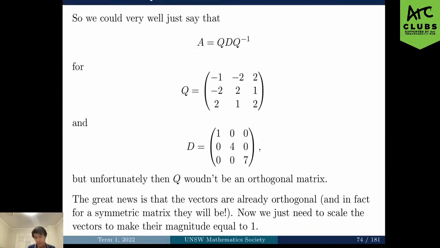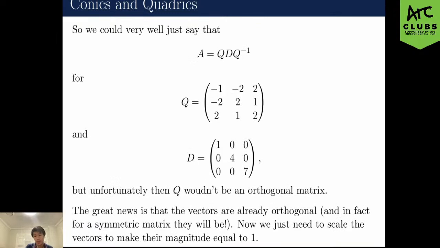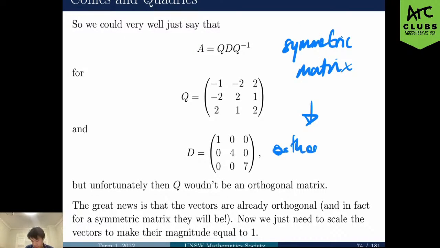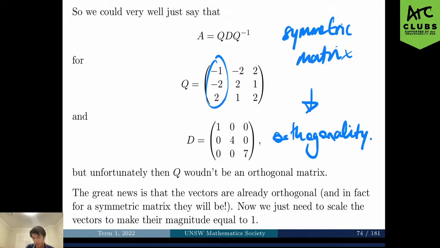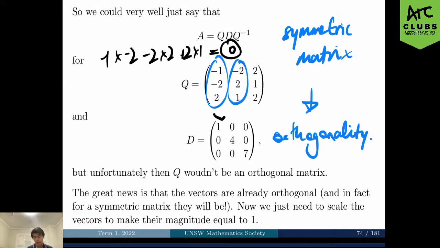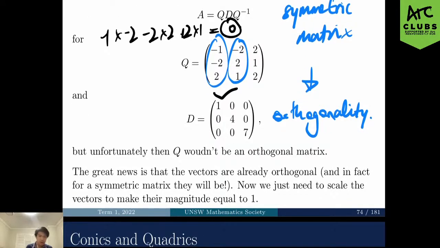There is good news though. With a symmetric matrix, that's why we did a symmetric matrix, it's always going to be possible to find orthogonality. So already you can see that these vectors are actually perpendicular. Take the dot product: minus 1 times minus 2, minus 2 times 2, plus 2 times 1, which equals 0. So these are orthogonal. You do that for all pairs of them, they'll be orthogonal. So that's really good news.